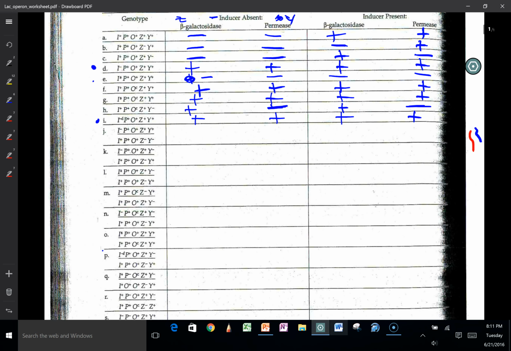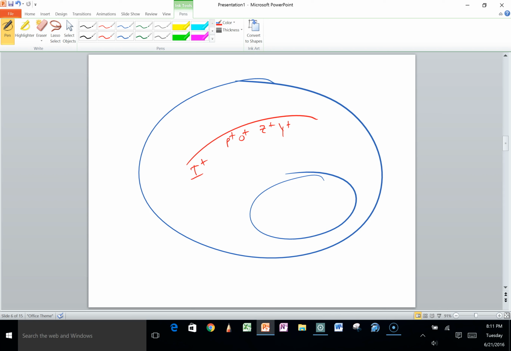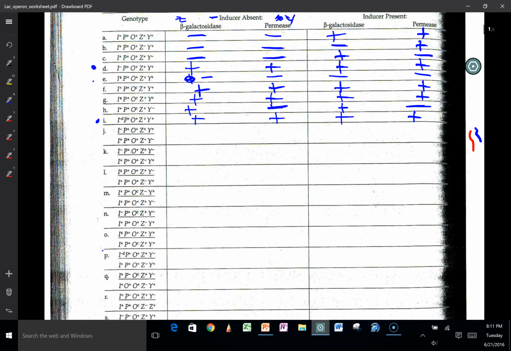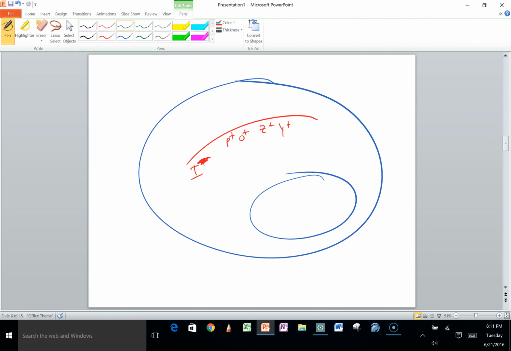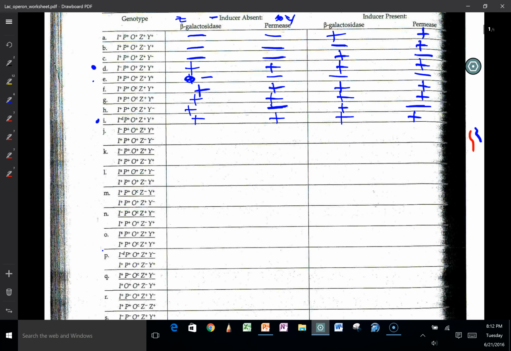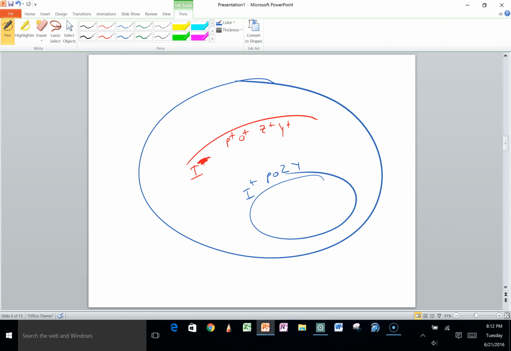And let's do the first example. So the first example is letter J. We're going to have I minus for one of them. So we'll make this I minus. And everything else is normal. Alright, so that's that one. And then the other gene, and it doesn't matter which one you put on top, that one was P plus O plus, Z minus Y minus. So plus plus minus minus.